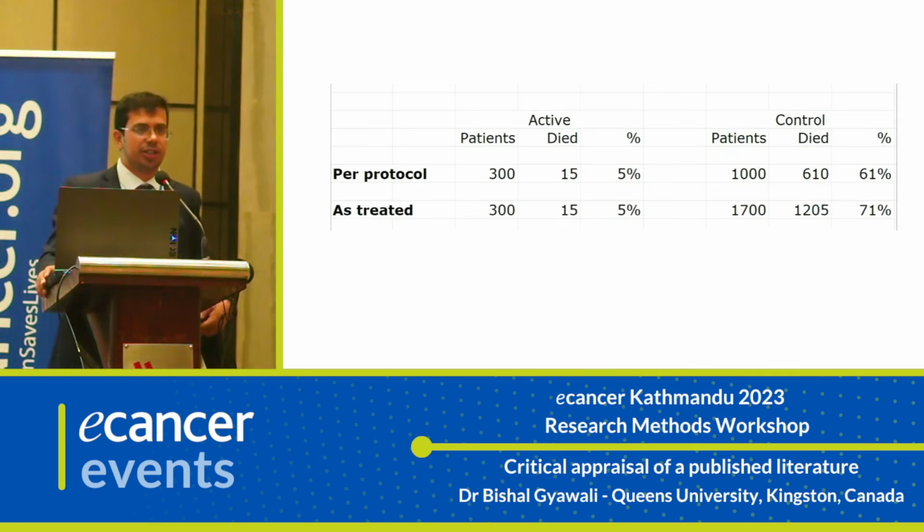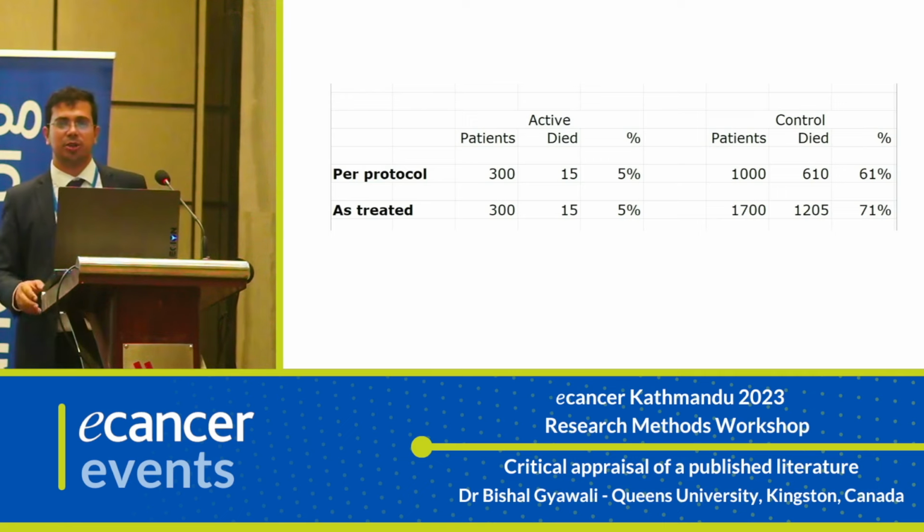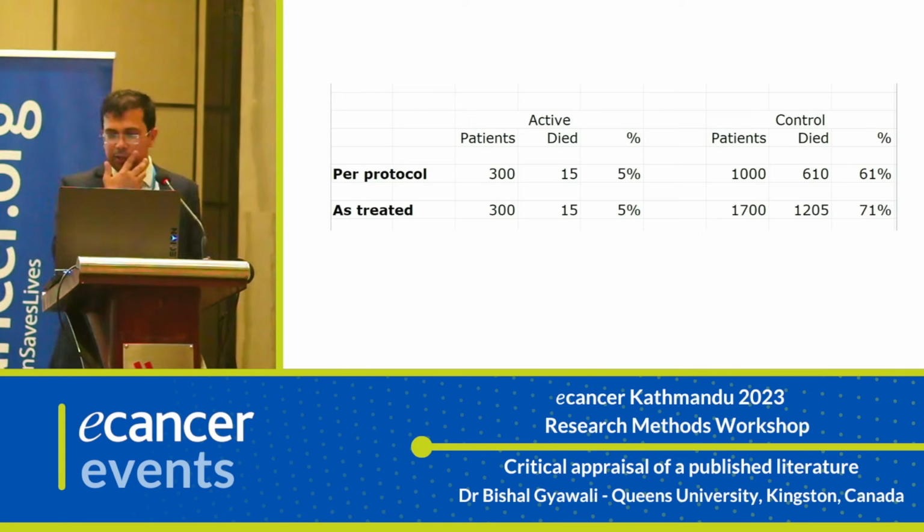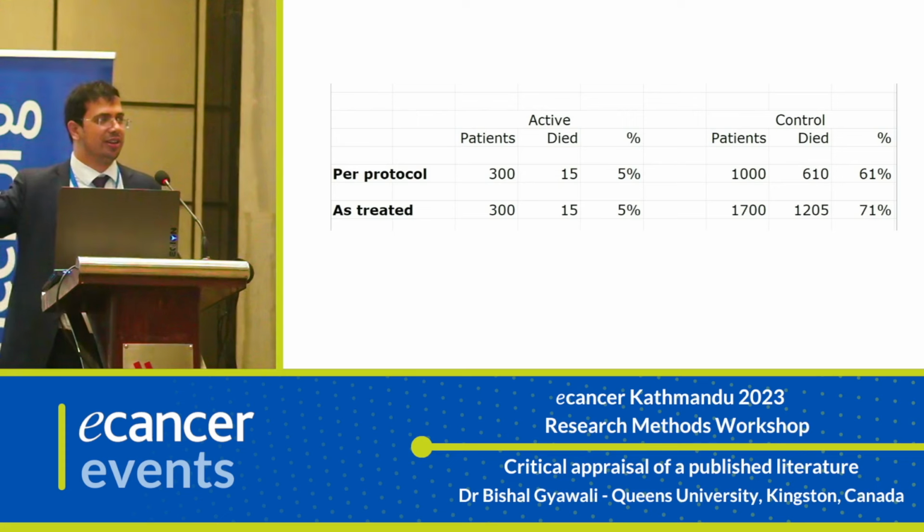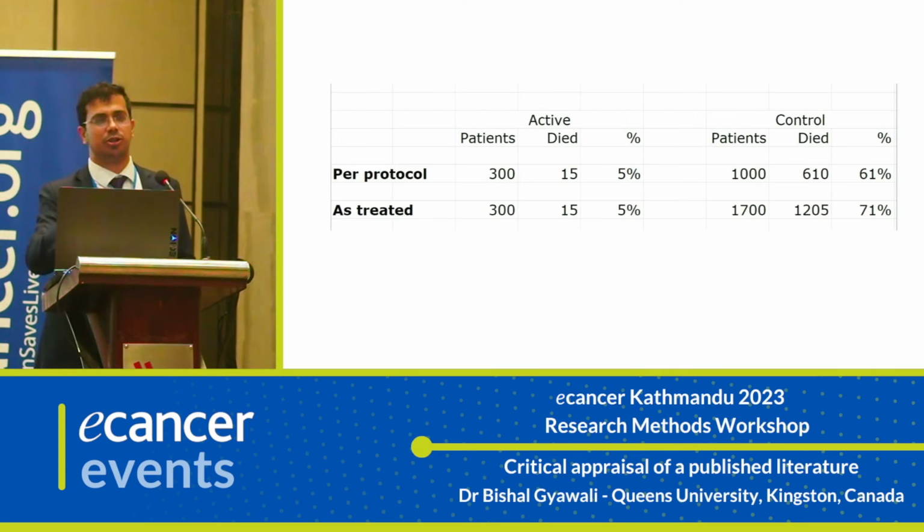There is something called as-treated analysis, which is even worse. If there is an analysis that is even worse than per protocol, it's called as-treated. As-treated means you will analyze based on what actually happened. So in this case, because those 700 patients did not complete the treatment, you will put them into the control arm. And so the control arm became from 1,000, it became 1,700. So you included those 595 patients from those 700 who died into the control arm deaths as well. So you came up with a 71% death rate in the control arm.